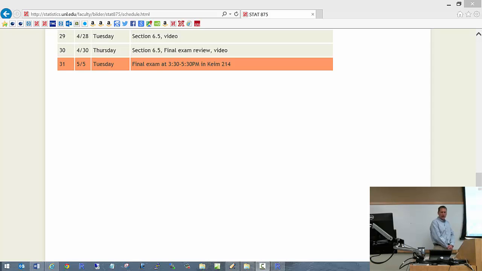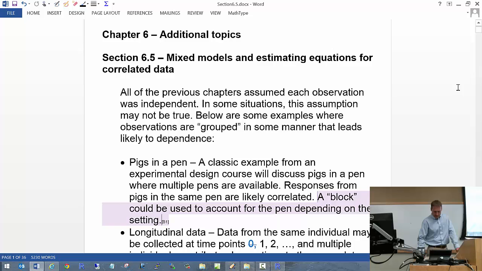Okay, let's start section 6.5. All of the past material that we've covered so far has assumed that every observation was independent of each other. So observation one was independent of observation two, it's independent of observation three, and so on. But what sometimes happens is that observations are actually dependent in some way, specifically based upon some, let's say, grouping mechanism. Here are some examples of what I mean by that.